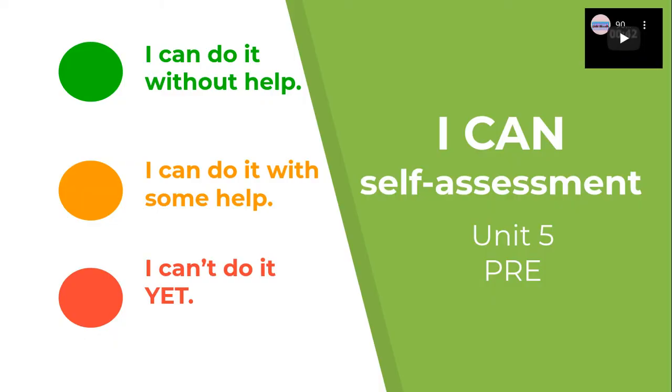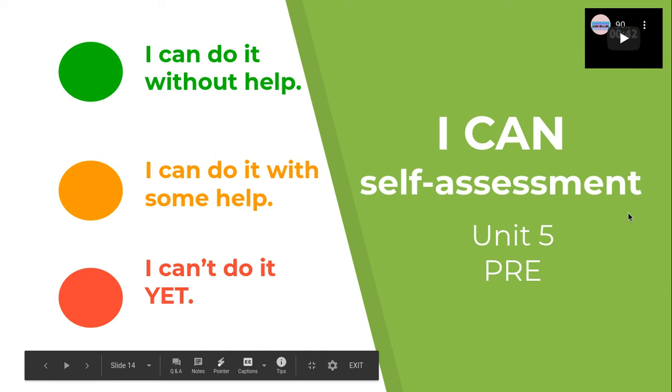So here are your first directions. I need your first name and last name on your Unit 5 packet. I need the period and your class number. So name, period, class number, and then you're going to read through the I can statements and do the pre-self-assessment. You're going to color in the circle red if you can't do it yet, yellow if you think you can do it with some help, and green if you can do it without help by yourself.